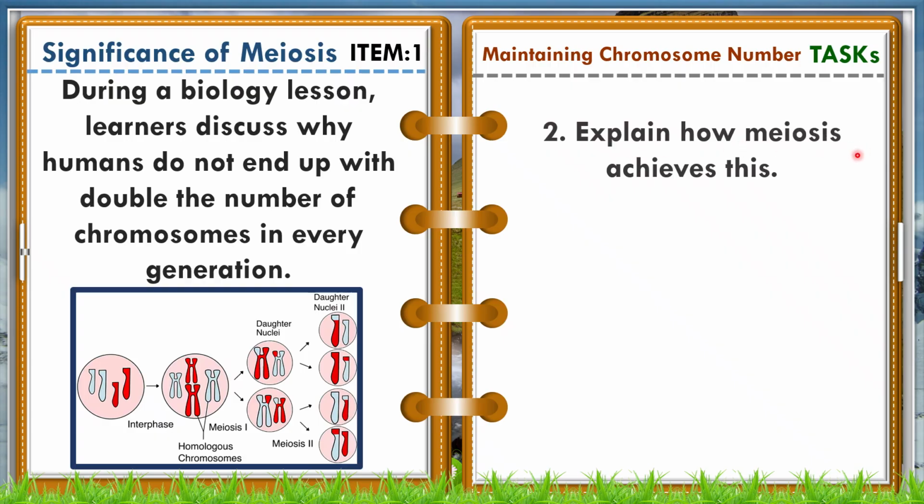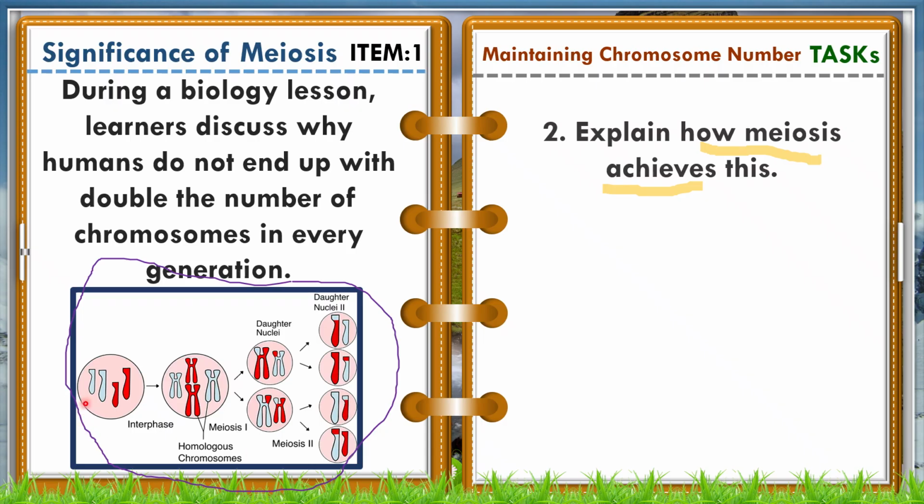Explain how meiosis achieves this. We want now to explain how meiosis achieves this. Achieving what? The maintenance of the chromosome number. Here we have our diagram. Let's first look at it.